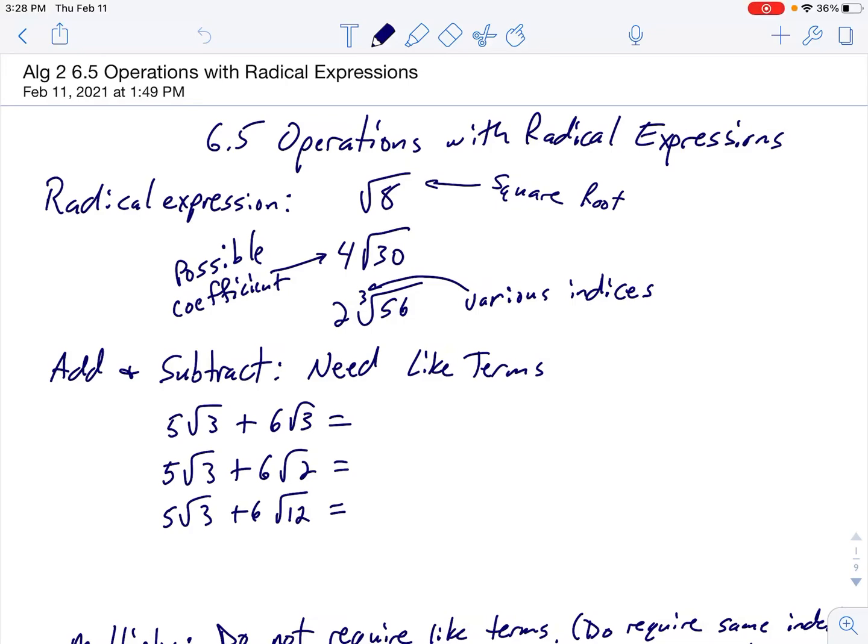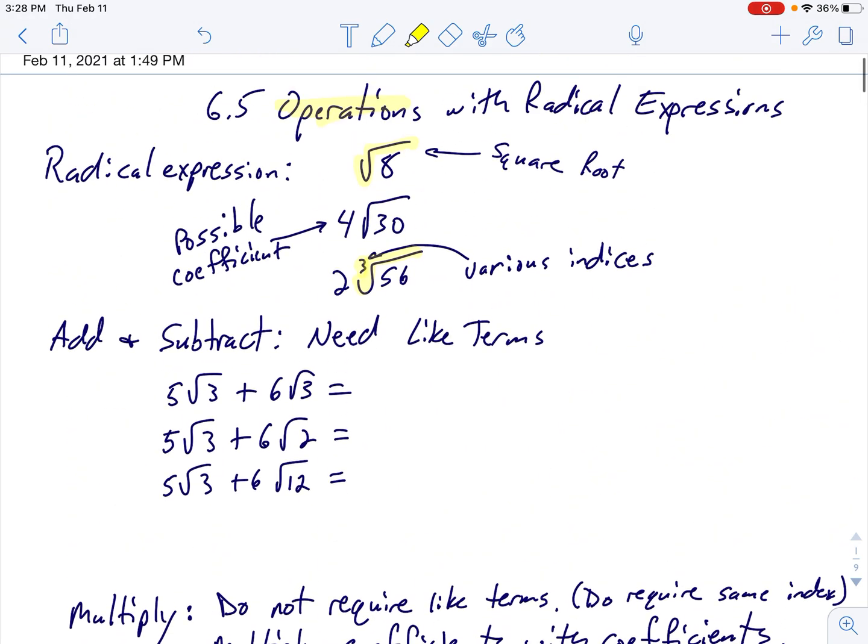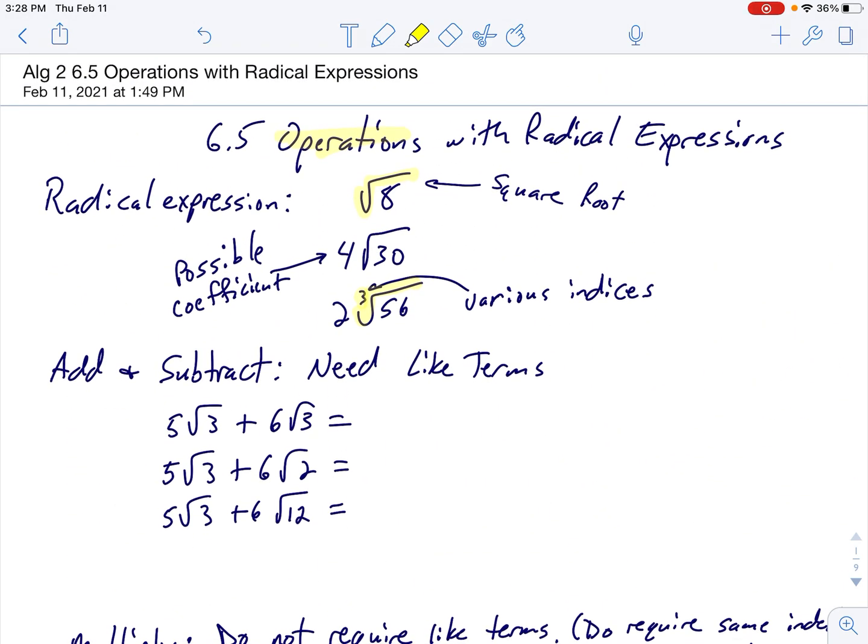Okay, hello everyone. We are on to lesson 6.5, operations with radical expressions. A radical expression is going to be something with a radical bar in it, be it a square root or a cube root or anything like that. Operations would mean adding, subtracting, multiplying, and dividing. We've already done simplifying. The lesson prior to this was simplifying radical expressions, and that's going to come into play as well.